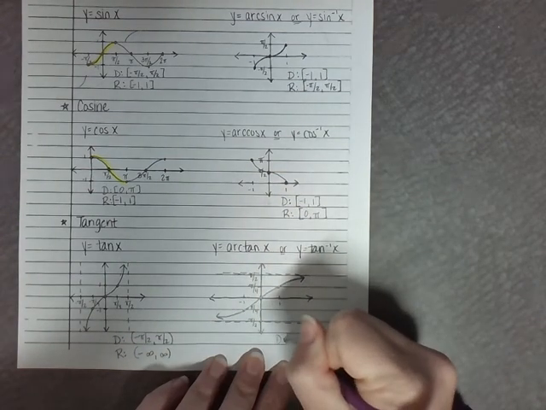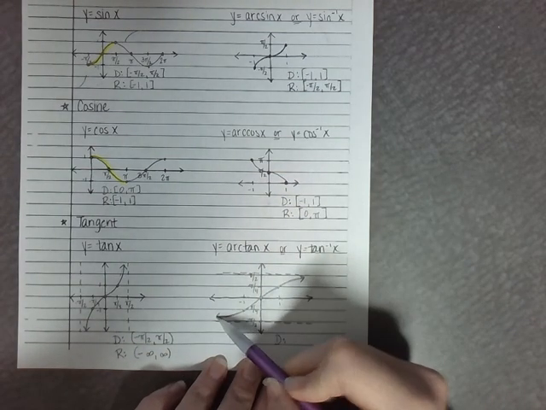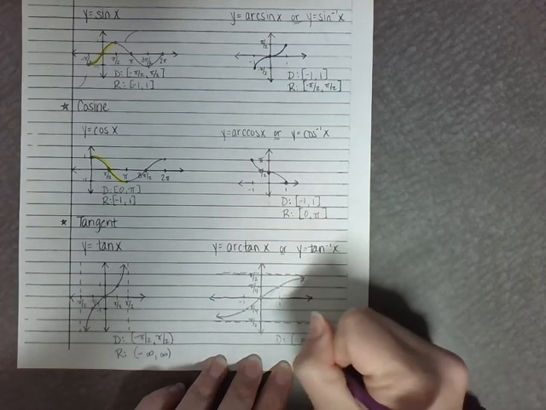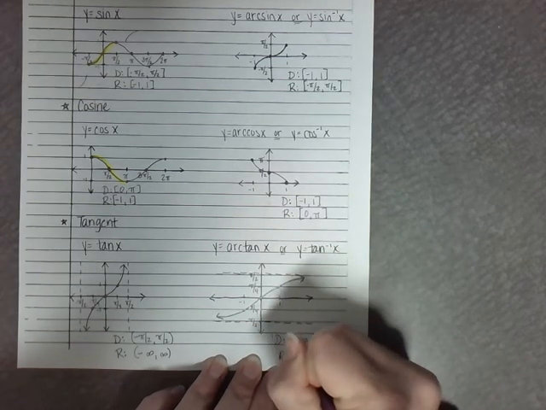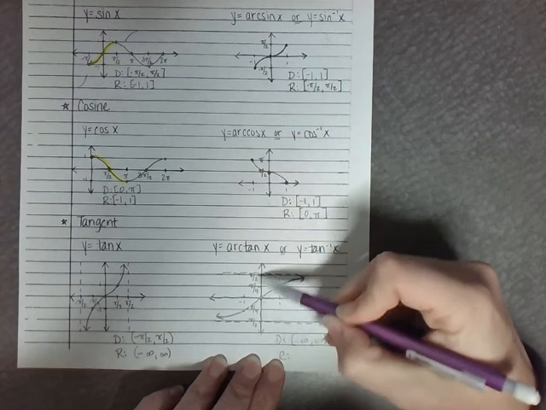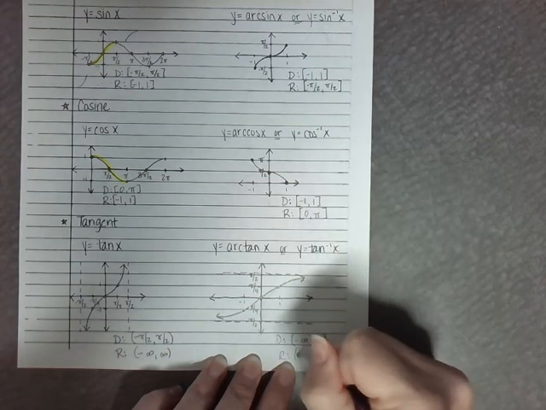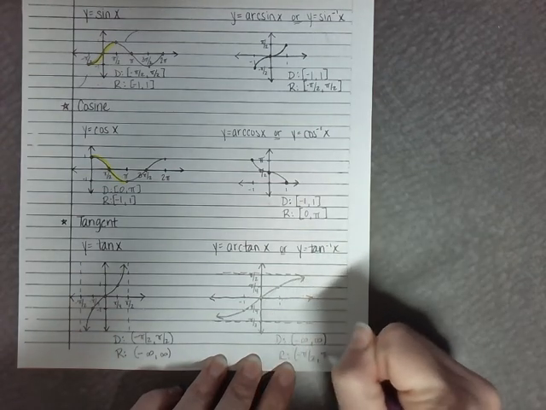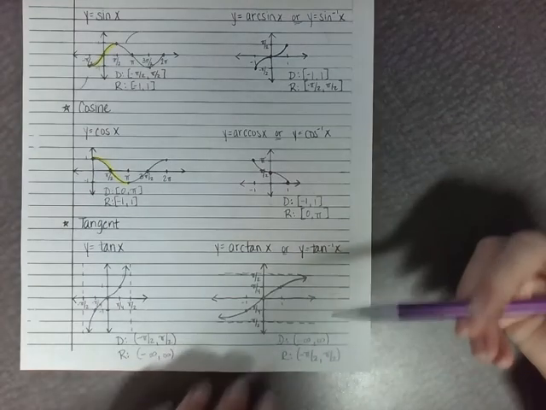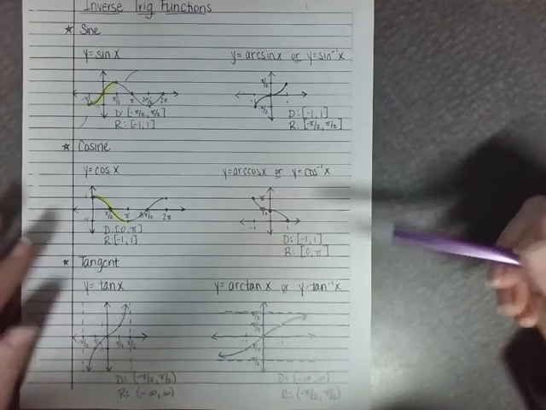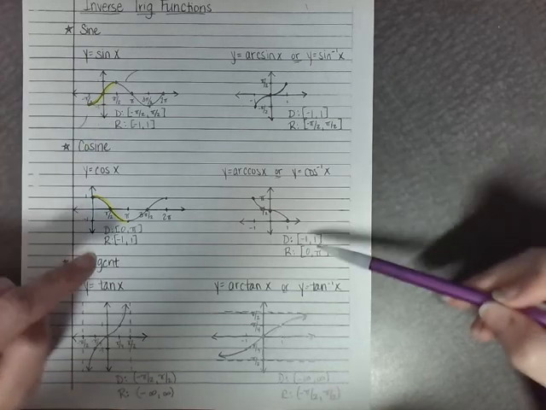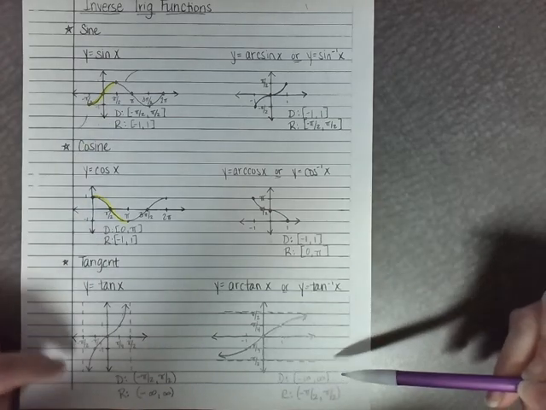All right, so now my domain is negative infinity to infinity because I have an arrow left and an arrow right. And my range, bottom to top, is asymptote to asymptote, negative pi halves to pi halves. So notice on all of these that the domain and range flip-flop, which is what always happens with inverse functions.